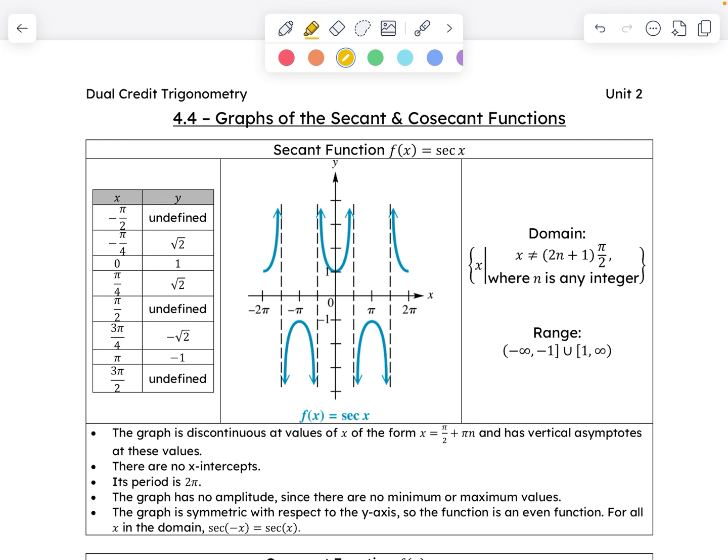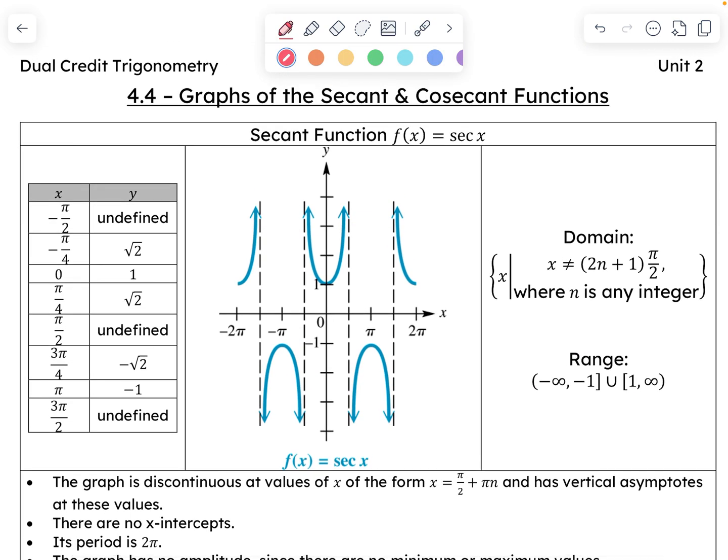You can see that the ranges are the exact opposite. While sine and cosine was between -1 and 1, now our range is everything outside of -1 and 1. So our range goes from negative infinity to -1 and from 1 to infinity. If you look at the graph, you could see how your wave could fit in between the secant and cosecant graphs here. So you can see how it's literally the reciprocal opposite of our sine and cosine waves.